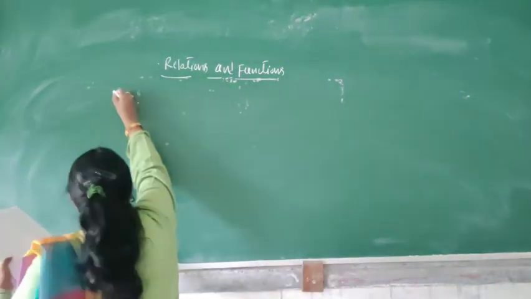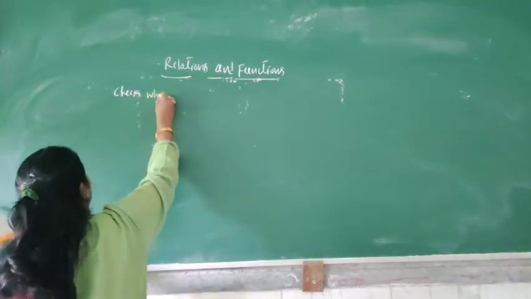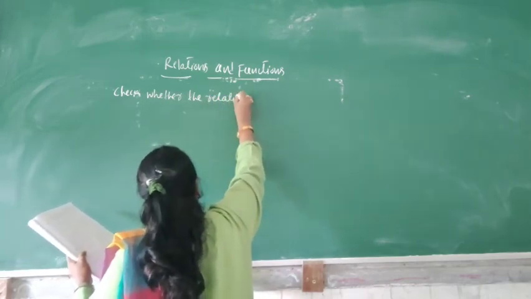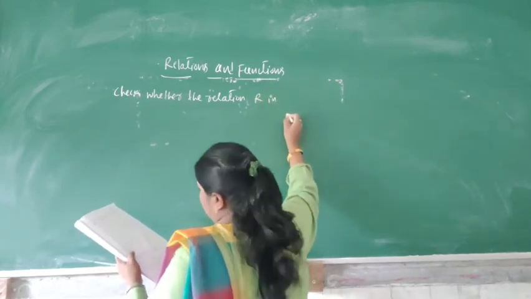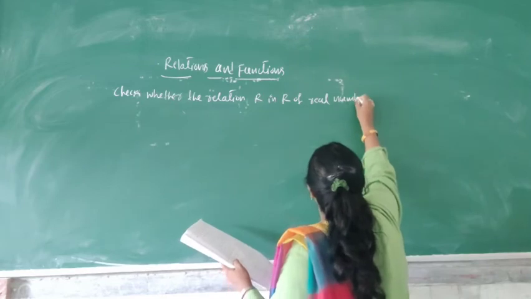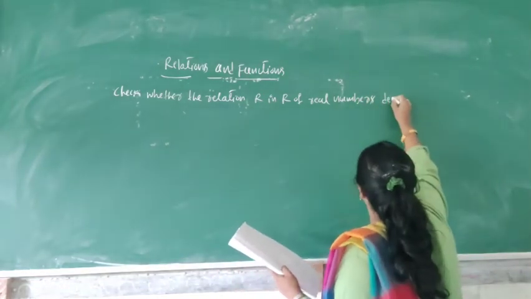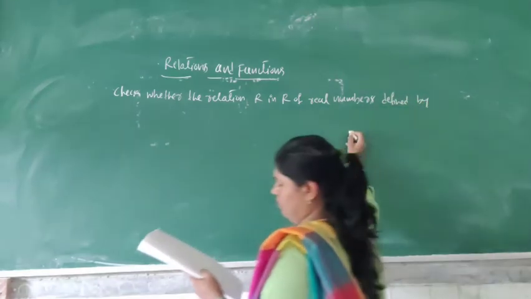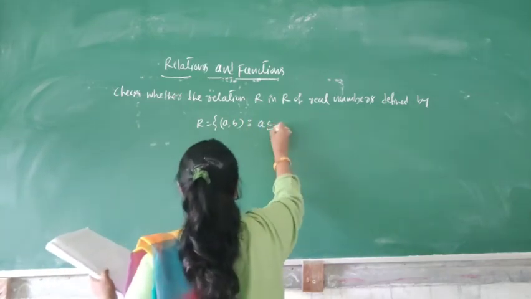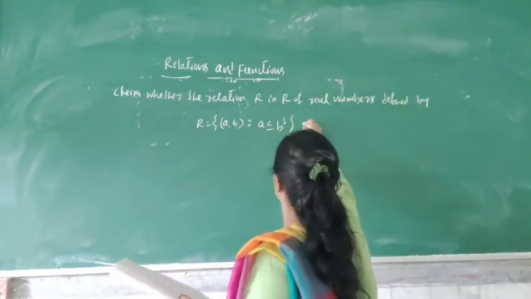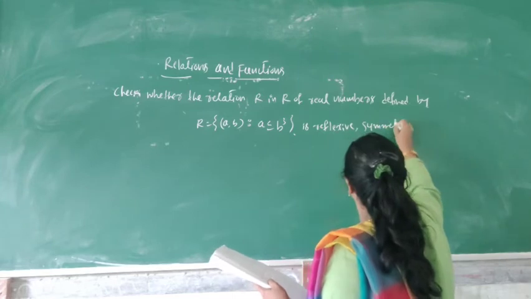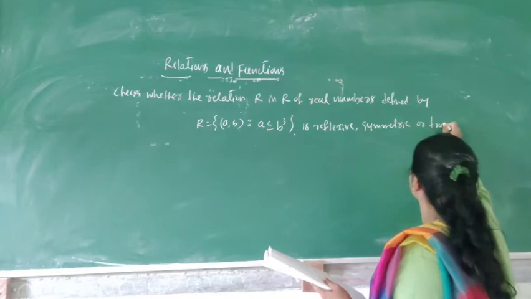Check whether the relation on real numbers, defined as the set of AB such that A is less than or equal to B cube, is reflexive, symmetric or transitive.